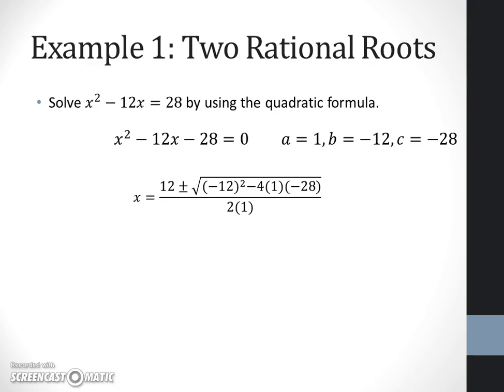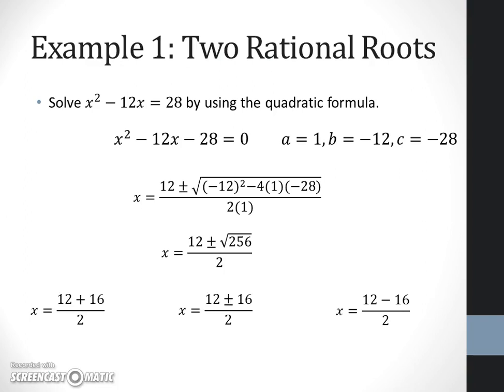We're going to simplify. Negative 12 squared, that's 144. Negative 4 times 1 times negative 28 is 112. Minus negative 12 is positive 12, and on the bottom you get 2. Okay, so 144 plus 112 was 256 inside of the square root. The square root of 256 is 16. And then we can write it as two equations: 12 plus 16 divided by 2, 12 minus 16 divided by 2, and then we get 14 and negative 2. So our solutions are negative 2 and 14.